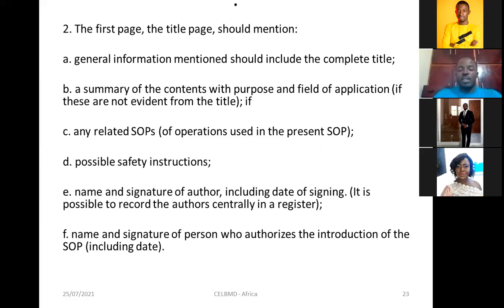Safety instructions in the implementation of that SOP, or maybe equipment or tools that are supposed to be used while that particular task described in the SOP is being conducted. Name and signature of the person that generated the SOP, name of the person that authorized it or that's in charge of supervising it, and who is in charge of keeping or archiving that SOP.